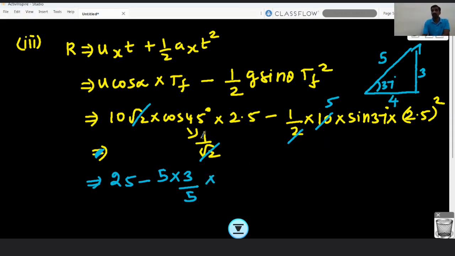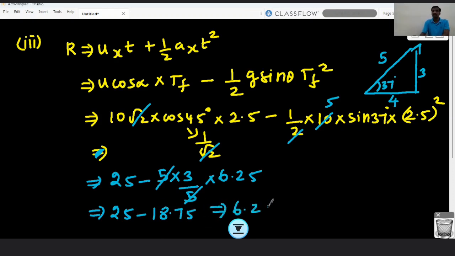And 2.5 into 2.5 we will be getting 6.25. So 25 into 25 is 625, and we will be getting 2 decimal points, so 6.25. This 5 will be gets cancelled. So now you just multiply 25 minus 3 into 6, 18. So 18.75. So 25 minus 18.75, what you will be getting? The value will be 6.25 meter. So range also 6.25 meter we are getting.